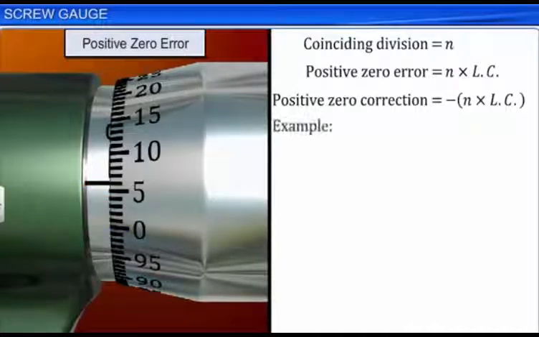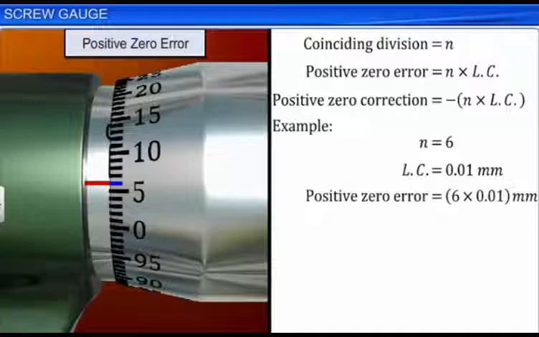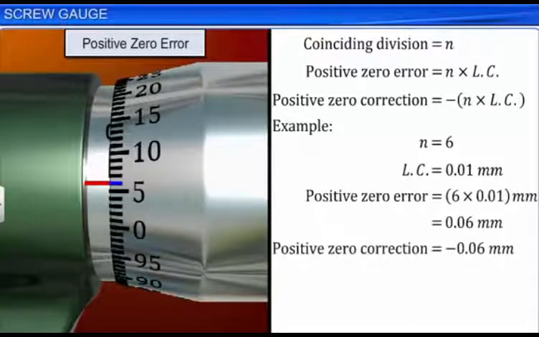For example, if the sixth division on the head scale coincides with the index line of the pitch scale and the least count of the screw gauge is 0.01 mm, then the positive zero error is equal to 6 into 0.01 mm, which is equal to 0.06 mm. Then, the positive zero correction is minus of positive zero error, which is equal to minus 0.06 mm.